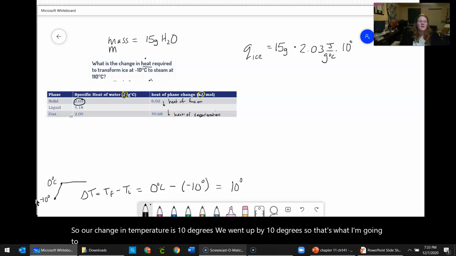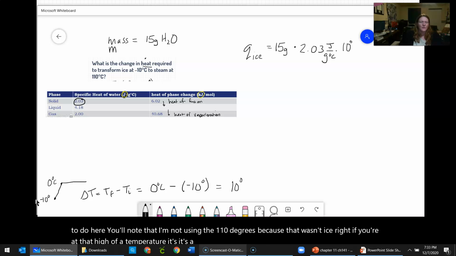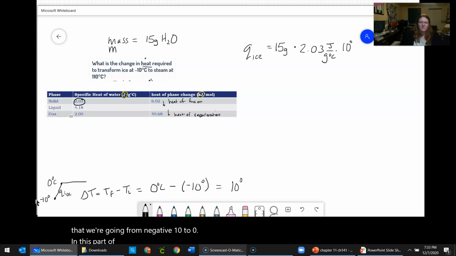You'll note that I'm not using the 110 degrees because that wasn't ice, right? If you're at that high of a temperature, it's a vapor. So we have to think about this curve, the fact that we're going from negative 10 to 0 in this part of the equation.